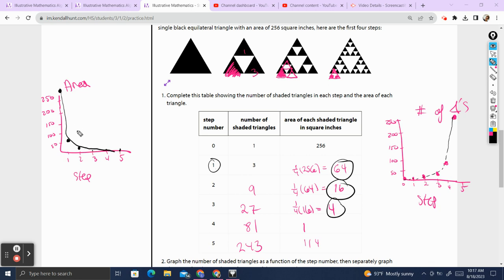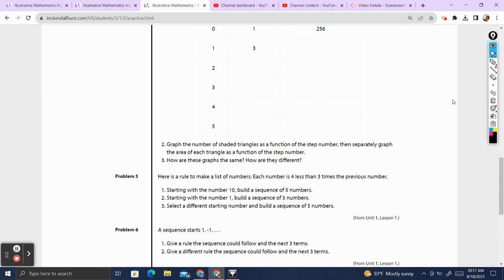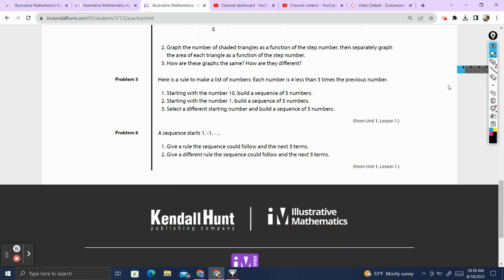So we have this graph for the area and this graph for the number of triangles. They almost look like reflections of each other. So let's answer the questions, keeping those images of our graphs in our brains. How are the graphs the same? How are they different? Well, we both see that they're curved graphs that go dramatically up at some point. One started very low and went to high numbers, and the other started very high and went to low numbers. If you need to take a second and go back and look at the graphs now, I would recommend you do that. We're going to move on to problem number 6.